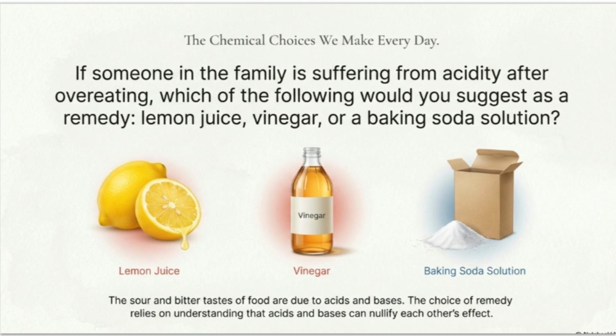This video explores the chemical choices we make every day, focusing on the concepts of acids and bases. If someone suffers from acidity after overeating, which remedy would you suggest? Lemon juice, vinegar, or a baking soda solution? The sour and bitter tastes in food are due to acids and bases, and the correct remedy relies on understanding how they neutralize each other.